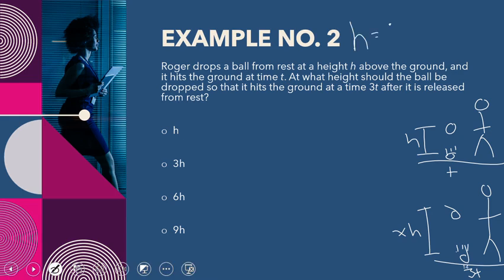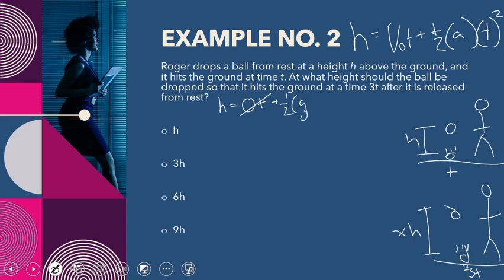The height is equal to the initial velocity times the time plus 1/2 times the acceleration and the time squared. So I'm just going to plug in our values here. The height is equal to 0 times the time. This does nothing. Plus 1/2. And here for the acceleration, I'm going to use the variable g.